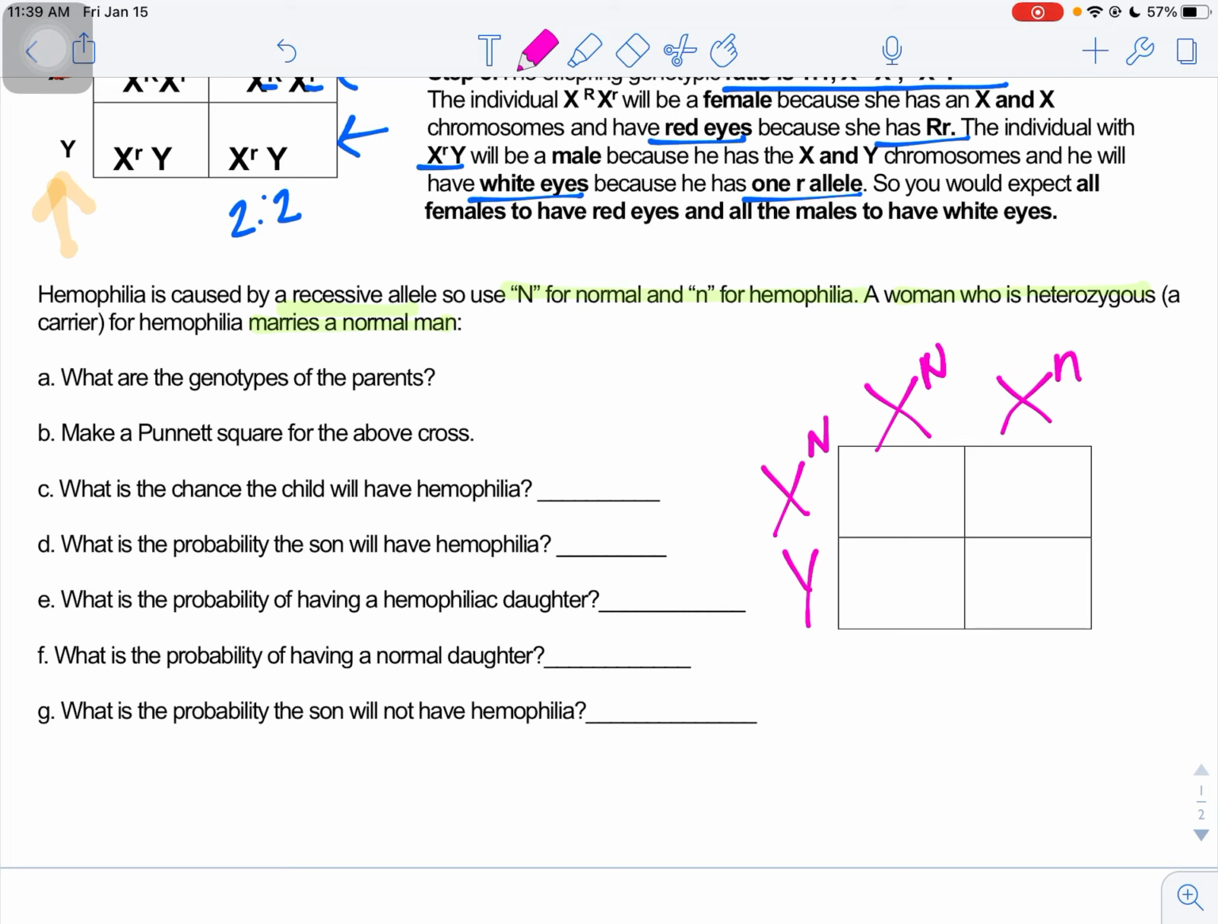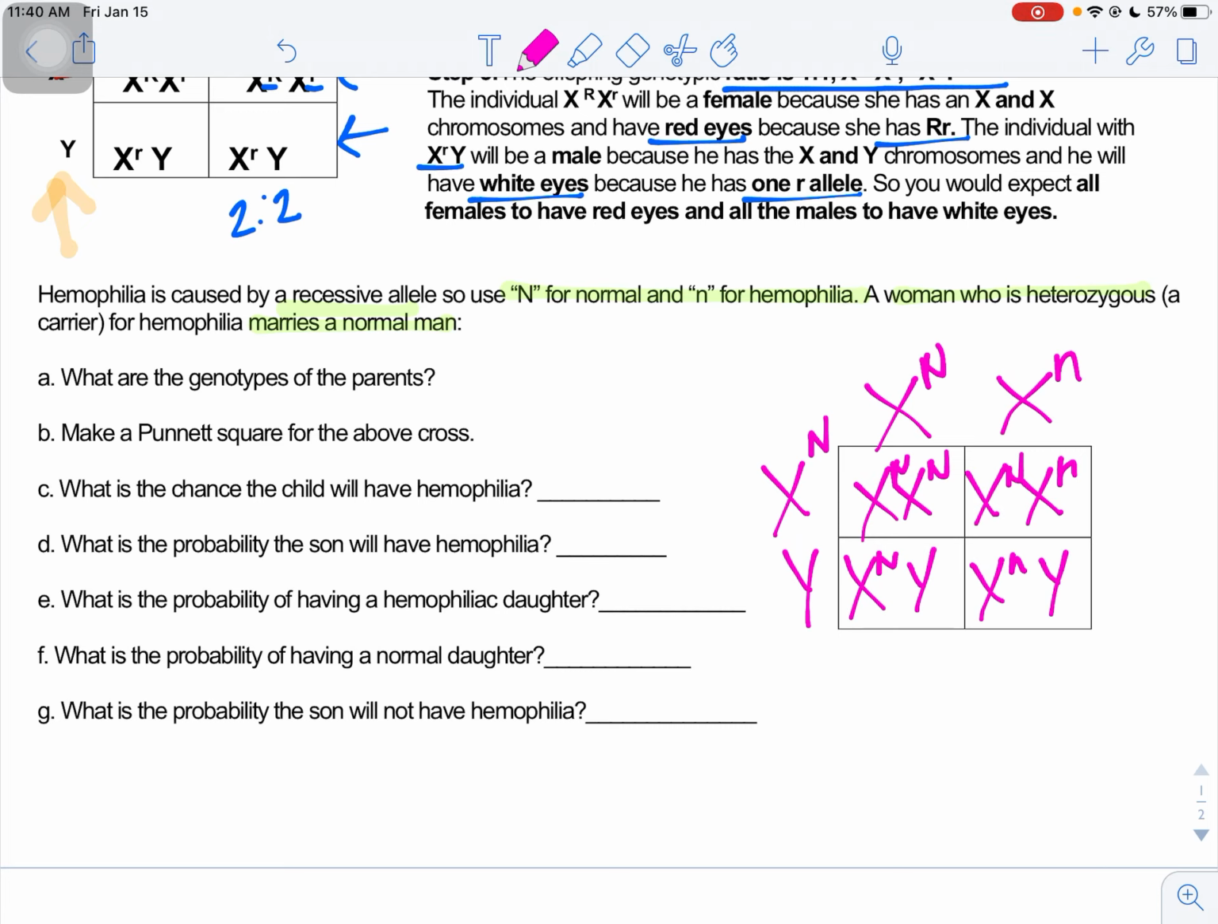Now we're going to make the cross. Part B tells us to make the cross. So we're going to have X big N, X big N here. X big N, X little n, X big N, Y, X little n, and Y.